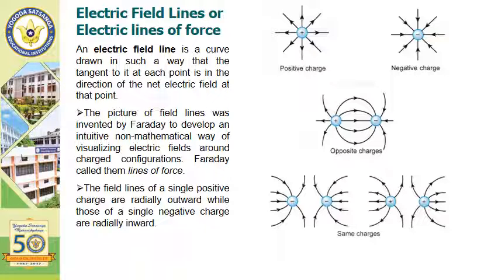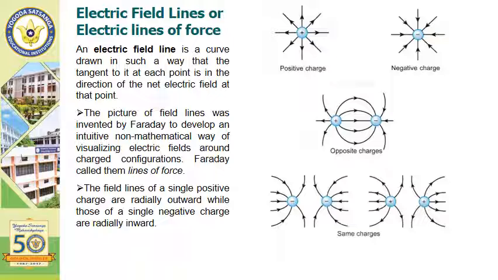So we have to introduce electric field lines or electric lines of force. This concept was invented by Faraday to develop an intuitive non-mathematical way of visualizing electric fields around charged configurations, and he named them lines of force. Therefore, an electric field line is a curve drawn in such a way that the tangent to it at each point is in the direction of net electric field at that point, and these lines will be around the charges.